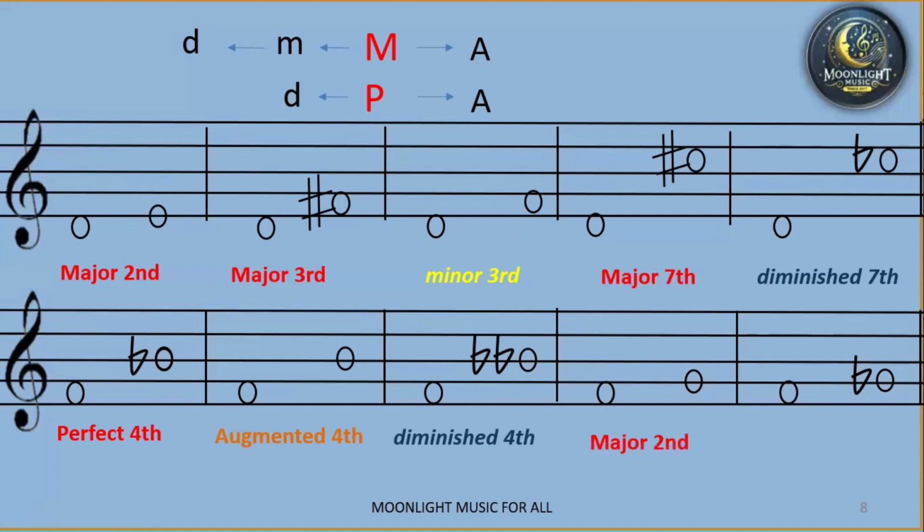Because in F major scale, G is a natural. F to G flat, minor second.